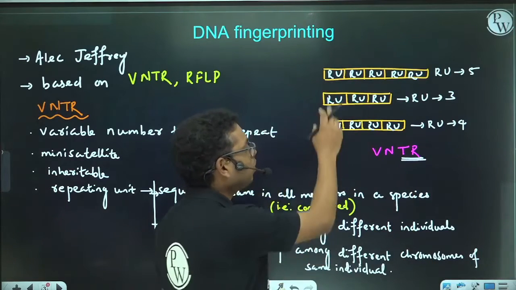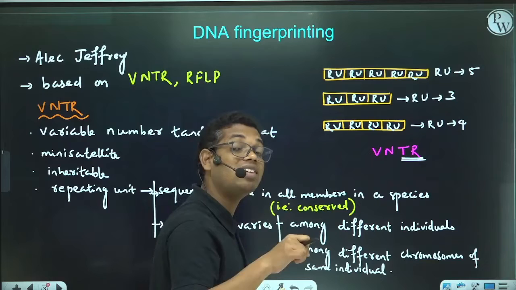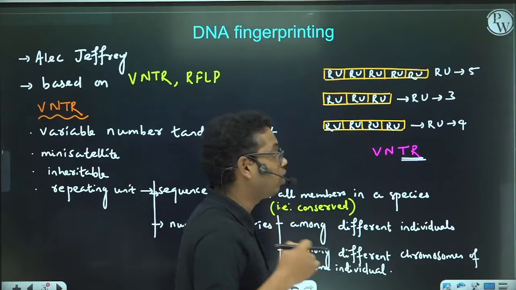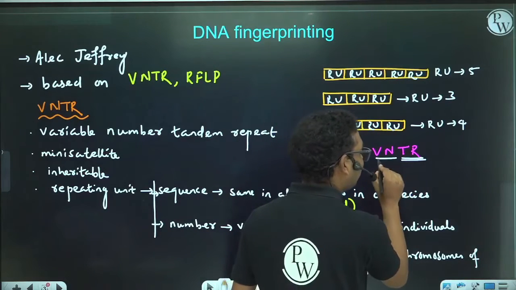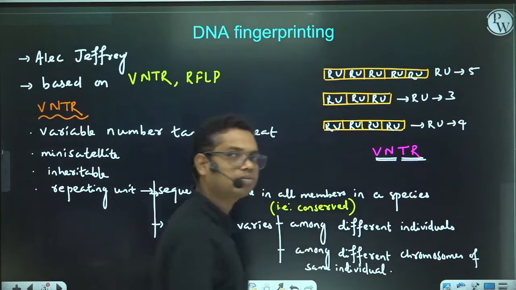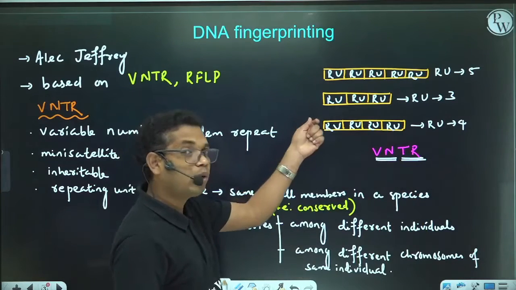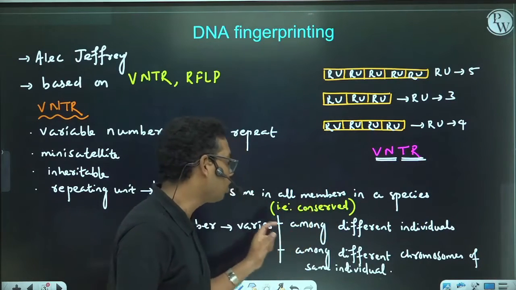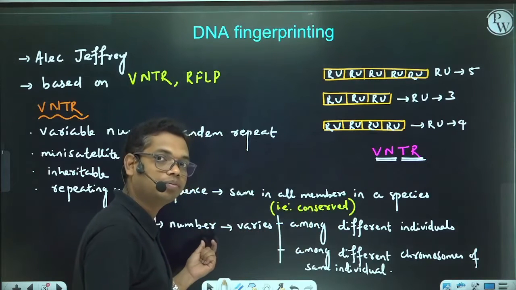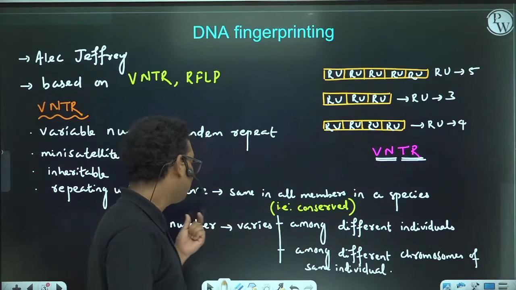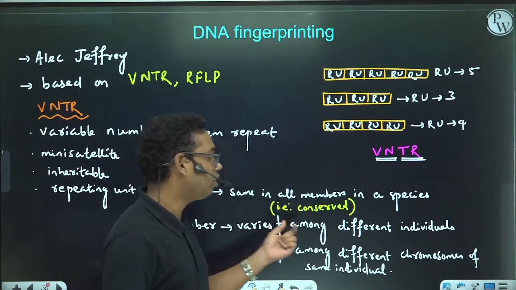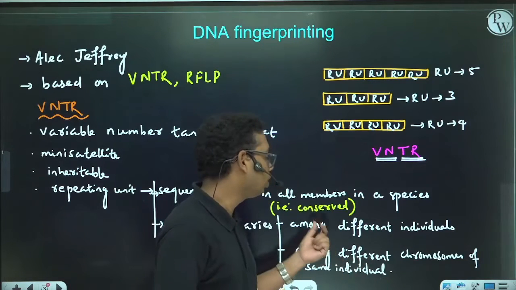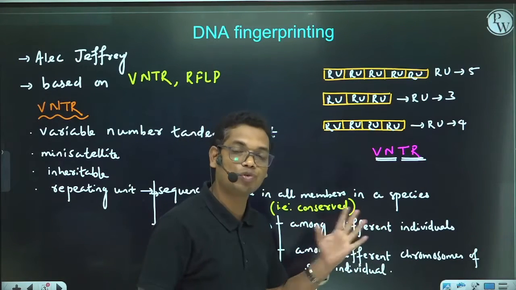And because these tandem repetitive DNA molecules show variation in their number of repeating units, that is why I will call these DNA molecules VNTR, variable number tandem repeat. What about the repeating unit of the VNTR? The repeating unit of the VNTR shows variation in its number, and the number varies from one chromosome to another chromosome of the same individual, or among the different individuals.